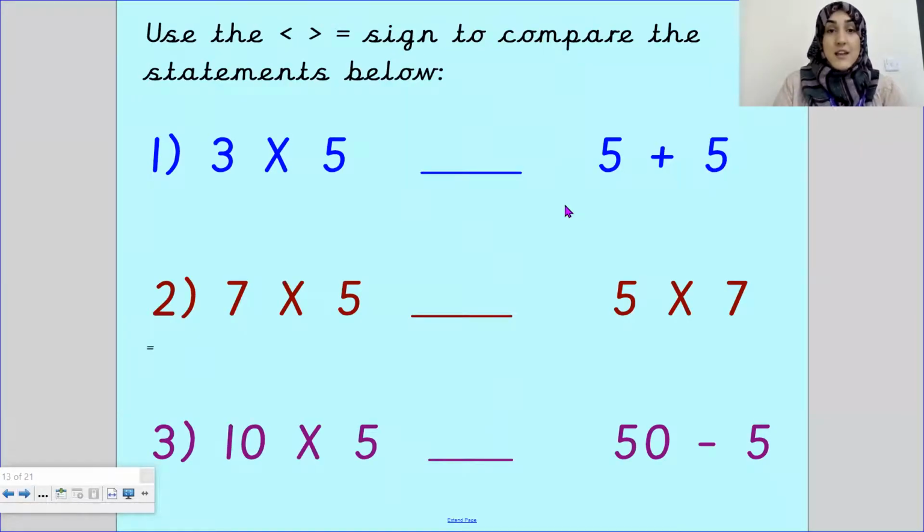Okie dokie, Morris class. In front of you, you have some questions. Now, you don't need to write this down. You are just saying it verbally because we're going to go through the answers together. So pause the screen here and tell me which sign goes on this line. Is it more than, is it less than, or is it equal to? Off you go.